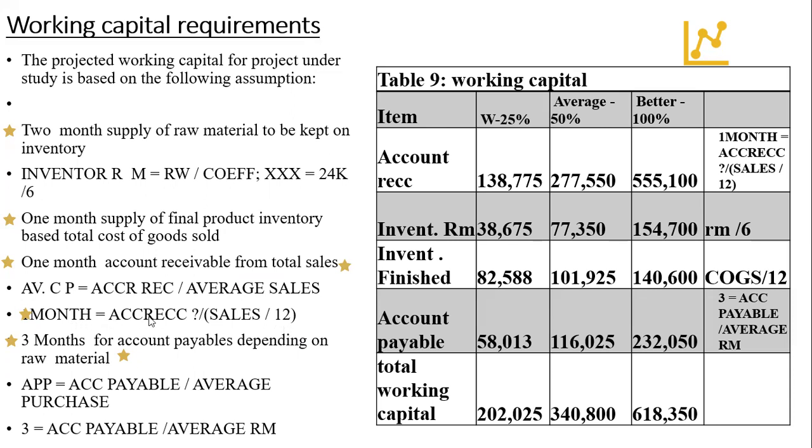One month equals the account receivable divided by average sales. Then you finish here the account receivable. Let's go for the account payable. He said that the average payment period is 3 months for simplicity.